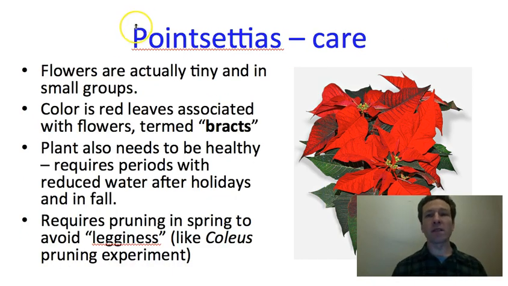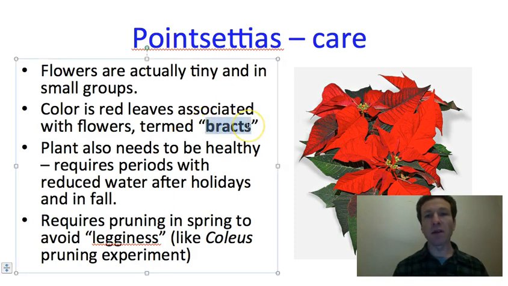While we're talking about poinsettias, I thought I would mention a little bit more about their care. So first, we often call the red parts flowers, but if you look at this, you can see they're not flowers. These are really just leaves. The flowers are actually really small and aggregated onto these yellow structures down here. These red leaves then are specialized leaves associated with flowers. And there's a term that we use for this in botany. They're called bracts. Really, bracts just refer to any specialized leaf that is associated with a flower.